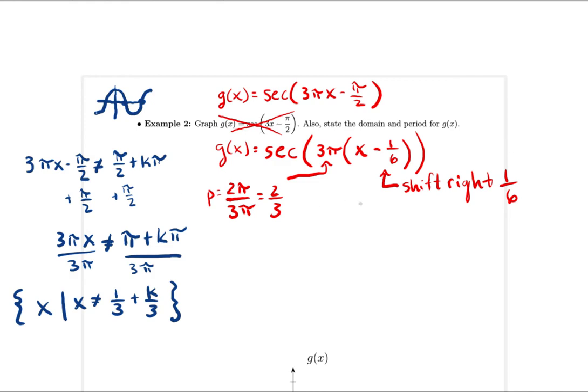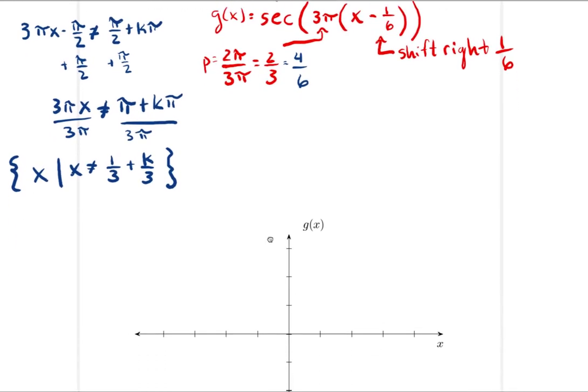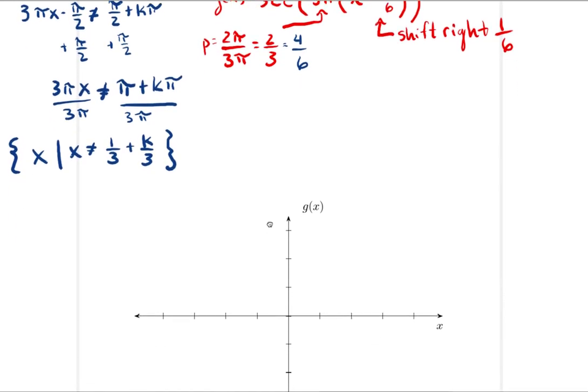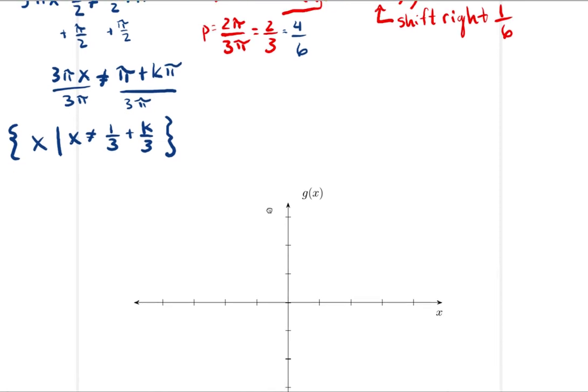All right, so I have a shift right 1/6, a period of 2/3. You know, sometimes what's nice to do is if you have a shift of a larger denominator than your period, sometimes it's nice to go ahead and get a common denominator. So this period of 2/3, maybe it's worth noting that that's also 4/6, right? Okay, now of course secant is 1 over the cosine. So if we wanted to have a cheater graph to look at to make the graphing of secant a little bit easier, I could definitely graph the cosine function.